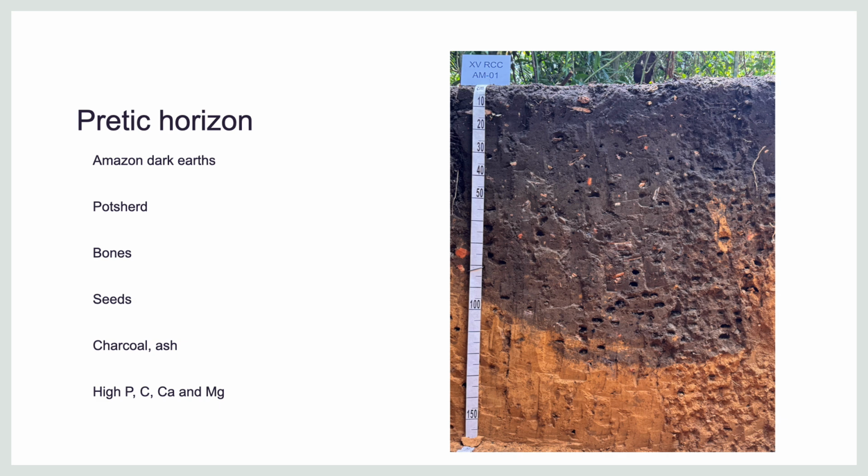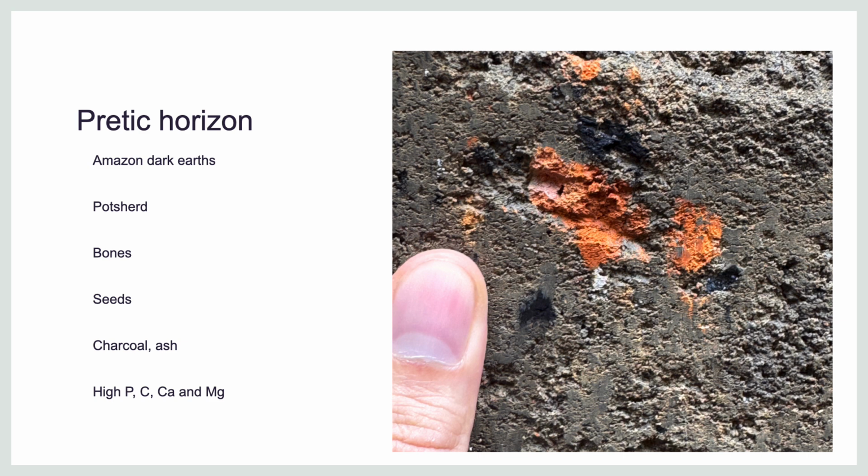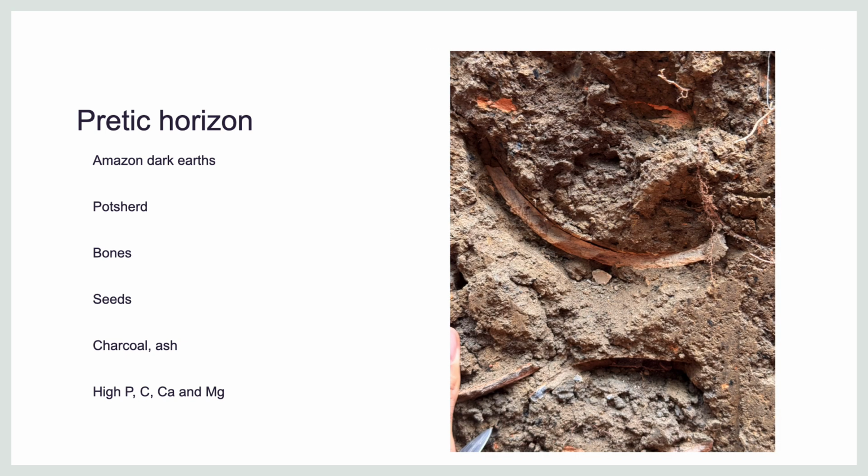Because we add a lot of components that are rich in some nutrients that are really important to plants and animals. So here in this picture, you can see these yellow and red spots that are some ceramic fragments that are being dissolved by the very wet climate condition. And you also can see some charcoal fragments here and here. Here you can see a ceramic fragment, a potsherd that was buried by humans.